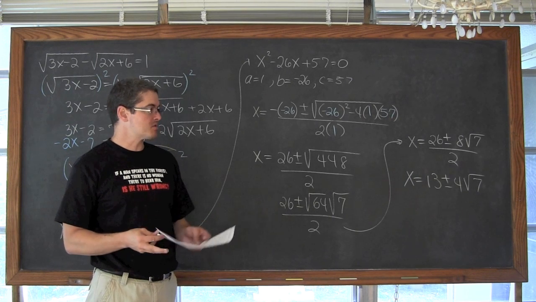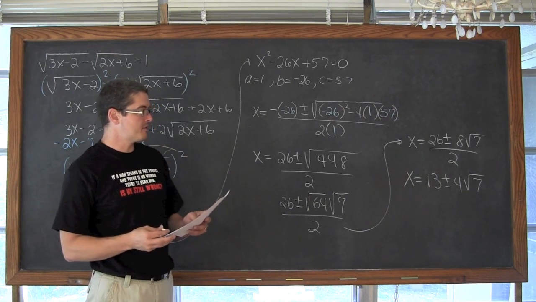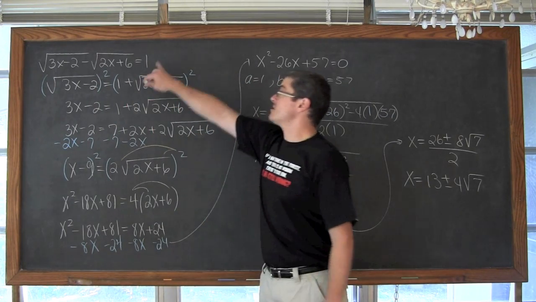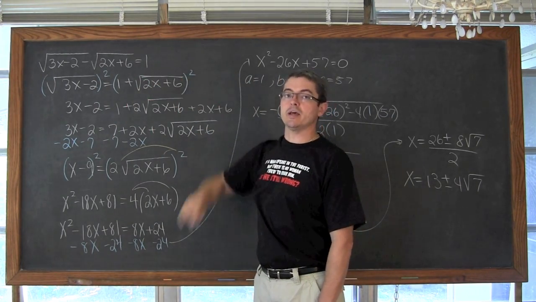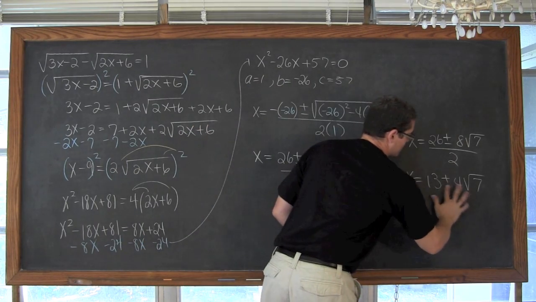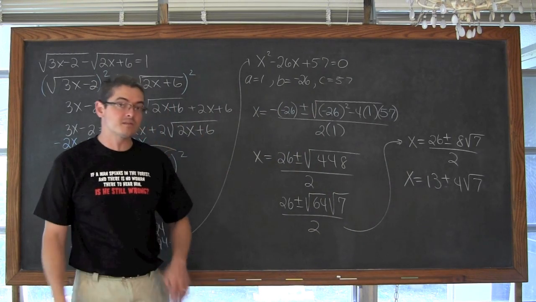Now, talking about those extraneous solutions, when you plug those back in and check them, the 13 minus 4 square root of 7 ends up making this original equation equal to negative 1, not positive 1, so that is an extraneous solution, and if you wrote both of those down for your teacher, you would definitely be losing some points.